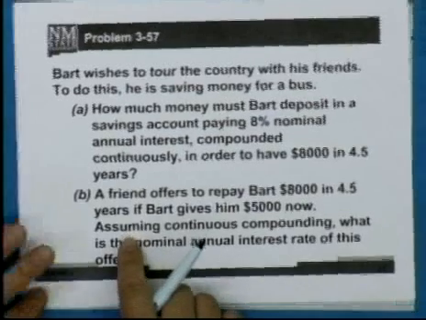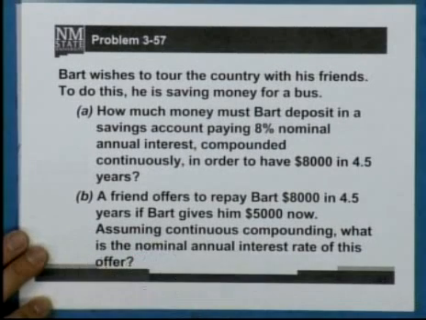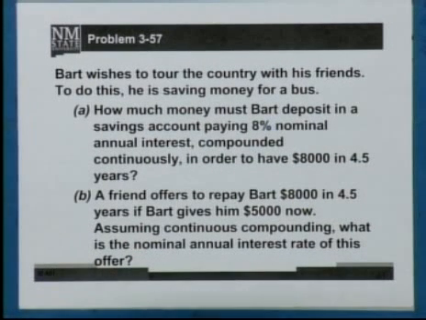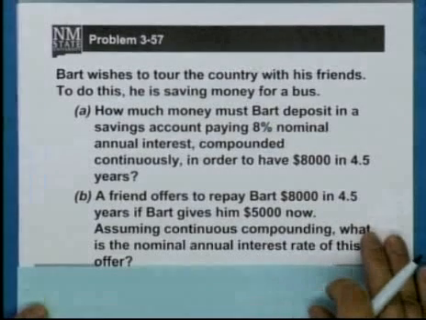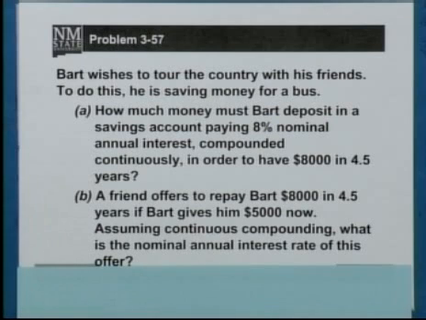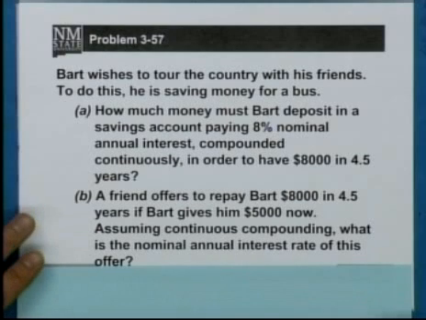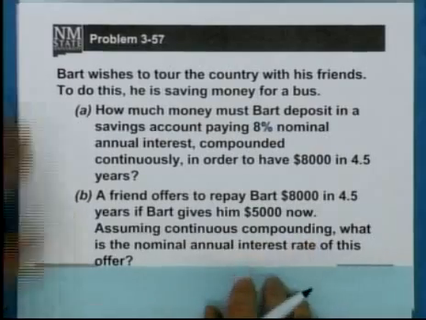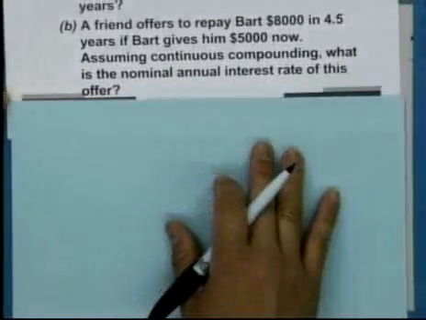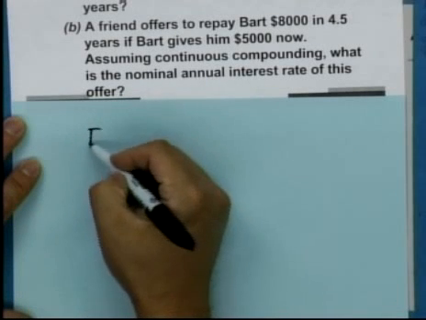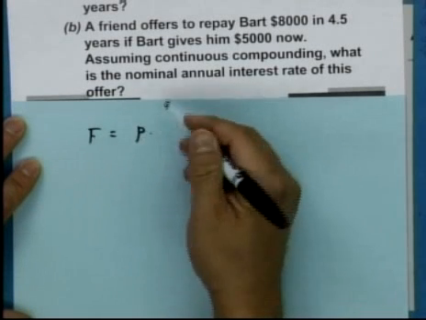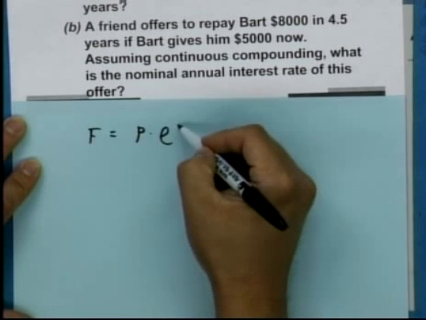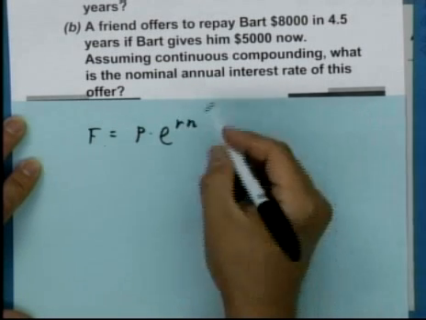What about the next question? How to handle question B? This question B can be answered very easily by using the single payment compound amount formula for continuous compounding. So what is that? F equals P times e to the power R times N. Okay?